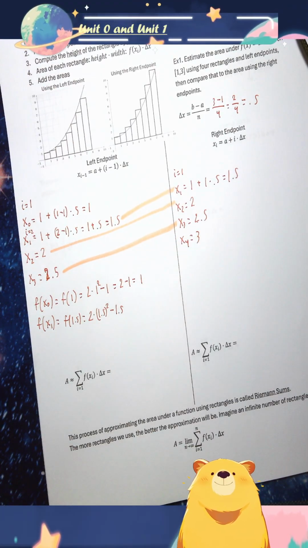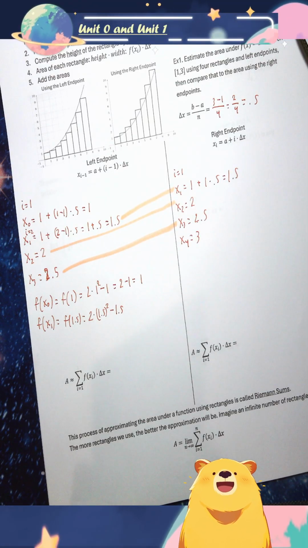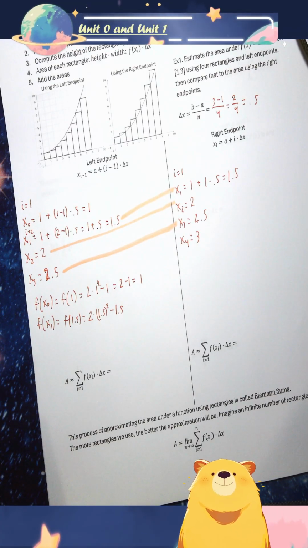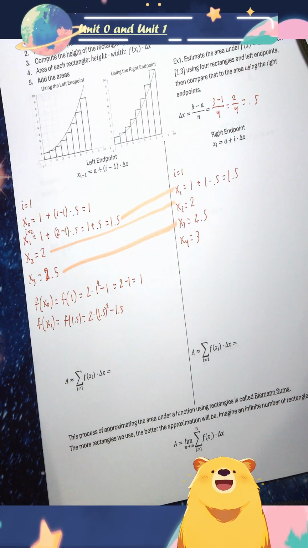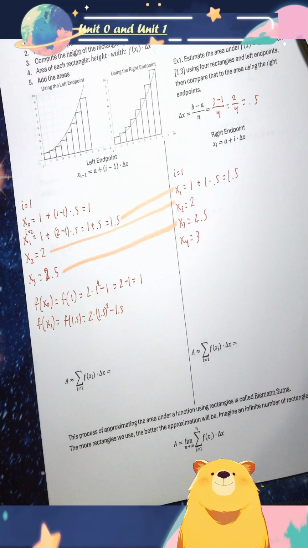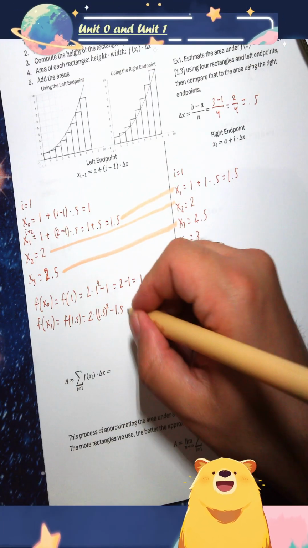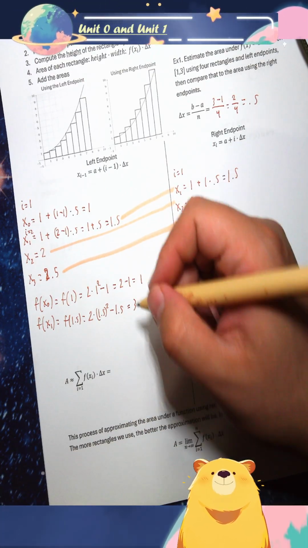I'm just going to use my phone. Let's see. 2 times 1.5 squared minus 1.5. We get a nice 3.